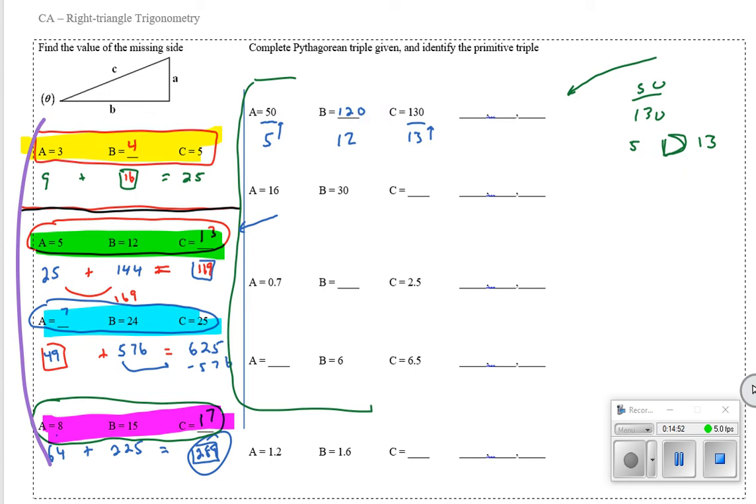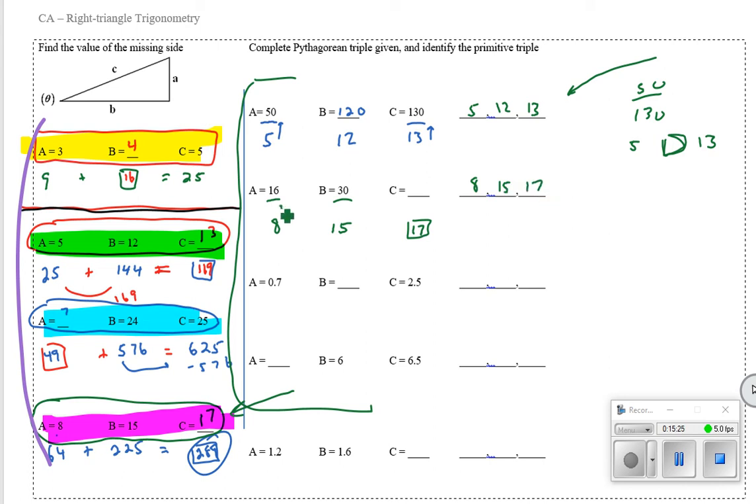Let's try another one, see if that gets a little clearer. Looking at this, I think I can divide a 2 into both of those, and if I divide a 2 into both of those, I get an 8 and a 15 and a blank. All right, which Pythagorean triple starts with an 8 and a 15? The purple one down here. That means this would have to be 17 to be a triple. So my triple is 8, 15, 17. That's my base triple.